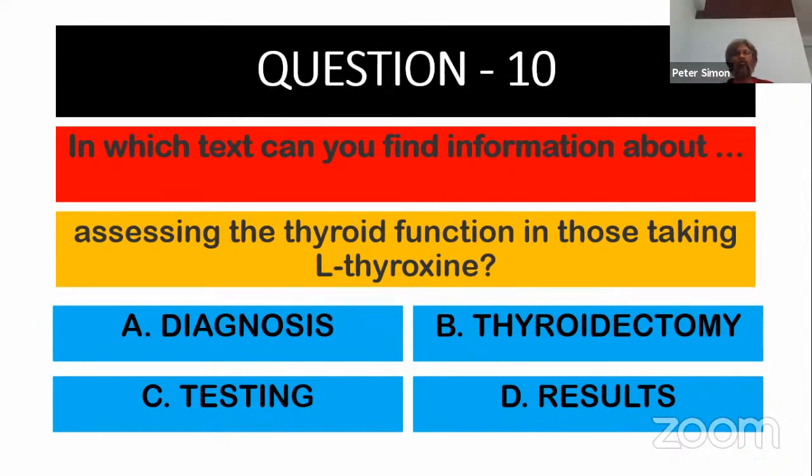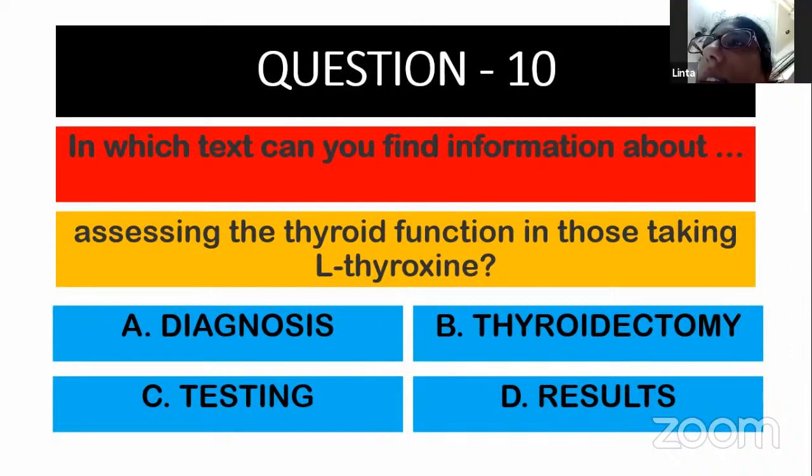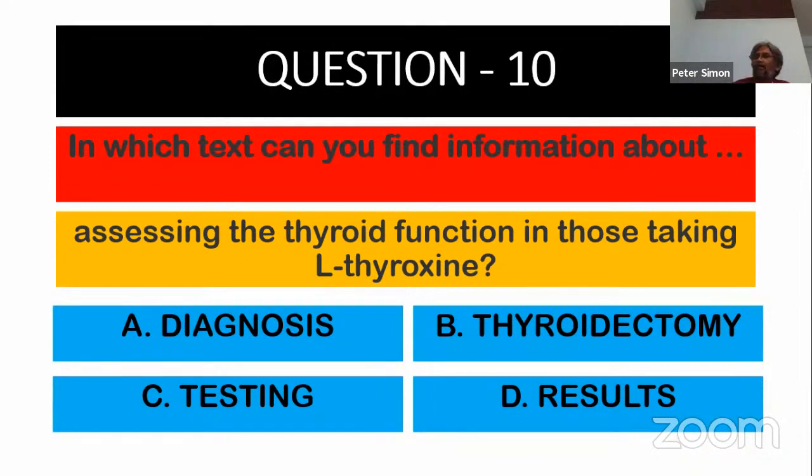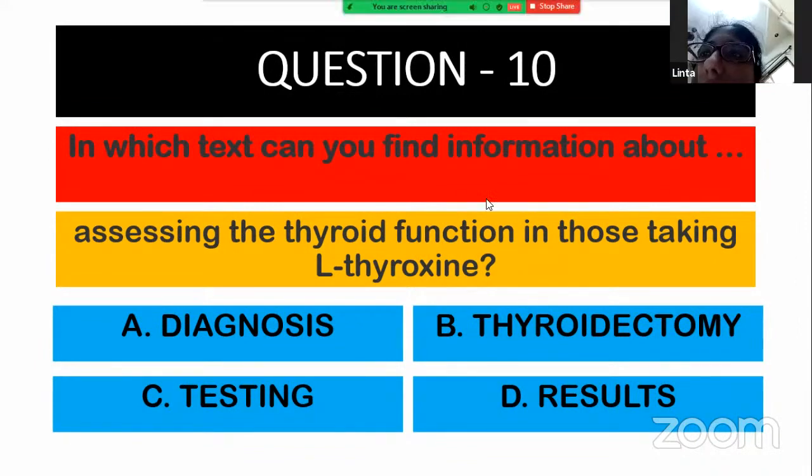Evaluation. Assessment. Examine. What are the synonyms of assessment? Evaluation, examination, observation. Now tell me, in the 4 words given at the bottom, A, B, C, D, which word means assessing? Testing, sir. Okay. So in this way you can think about it and go there directly. If you do 5 or 6 tests, it will be very easy for you. Okay, sir. Question number 11.